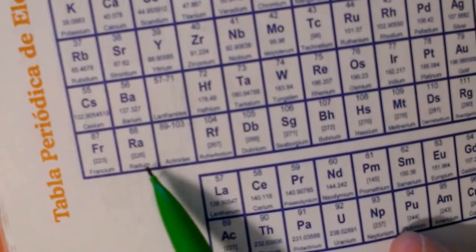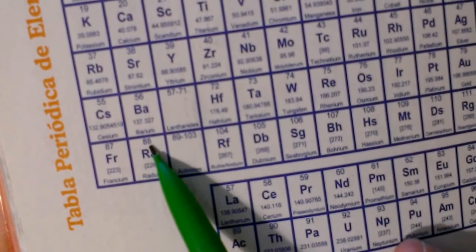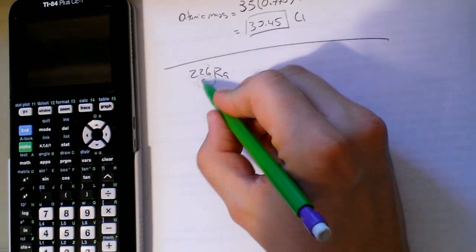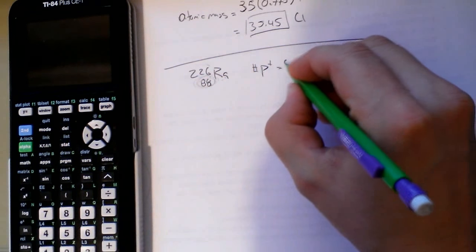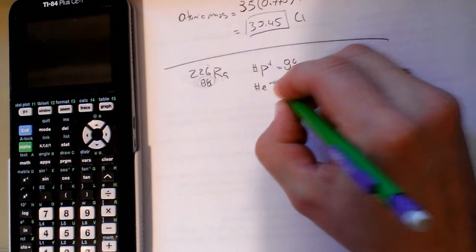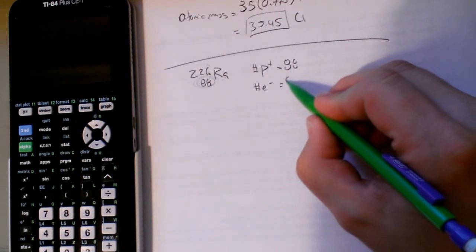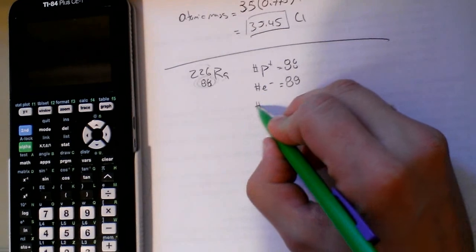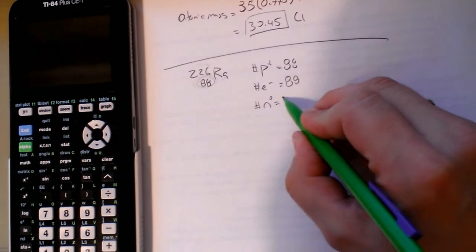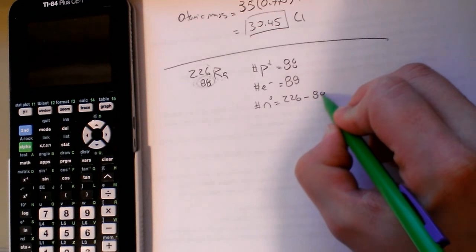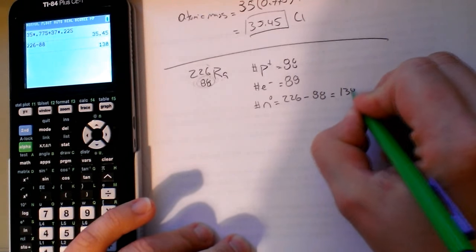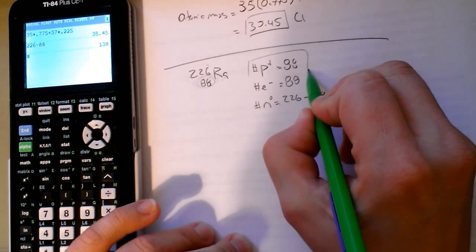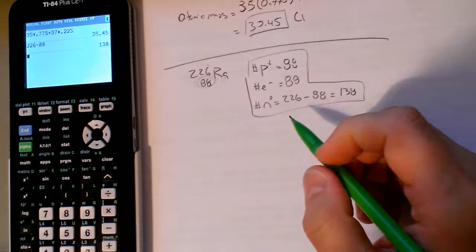We can find that on the periodic table. If we go to the periodic table and look at radium, chemical symbol Ra, we can see that its atomic number is 88. So we can add that piece of information here. So the number of protons is equal to 88. The number of electrons, since it's an atom and not an ion, is equal to the number of protons, which is 88. And the number of neutrons is equal to the mass number minus the number of protons. 226 minus 88 is 138. So this is the number of protons, electrons, and neutrons in radium-226.